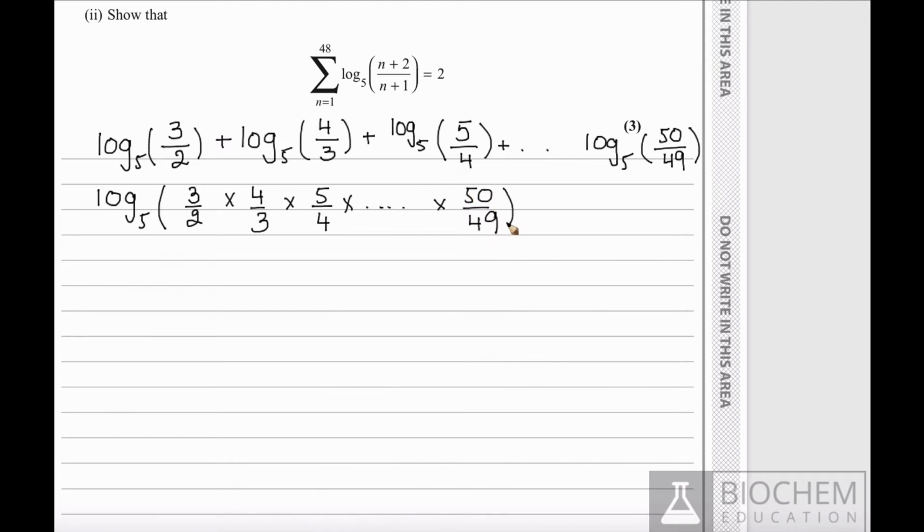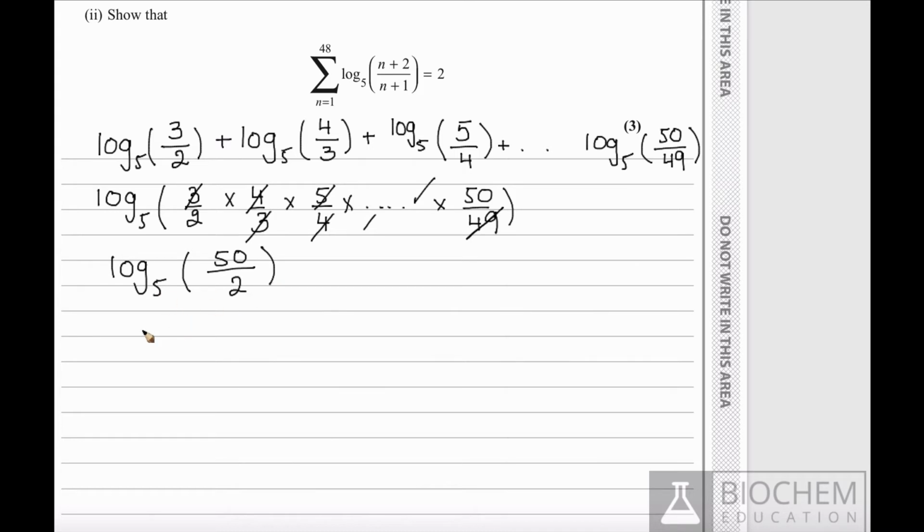Looking into the terms here, we can see that this 3 will cancel with this 3. This 4 will cancel with this 4. And now we can see the pattern here, that this 5 will cancel with the 5 over here. And this will continue until the 49 here will cancel with the 49 here. And at the end, you'll be left with 50 from the last term and 2 from the first term. Hence, we can write this as log to the base 5, brackets, 50 over 2.